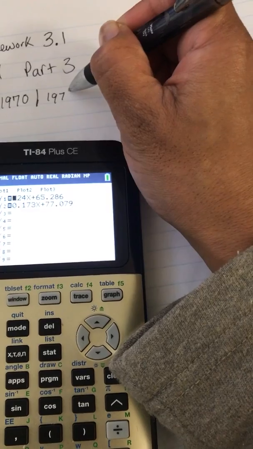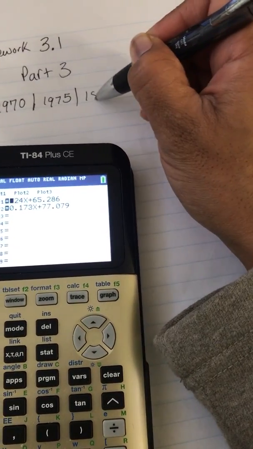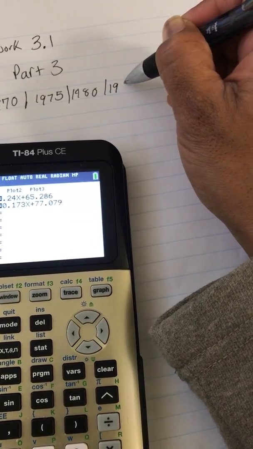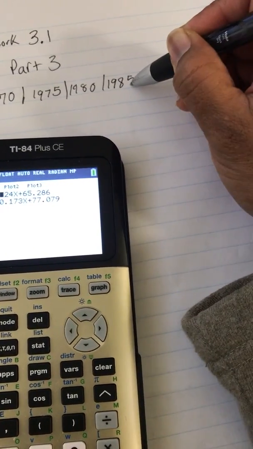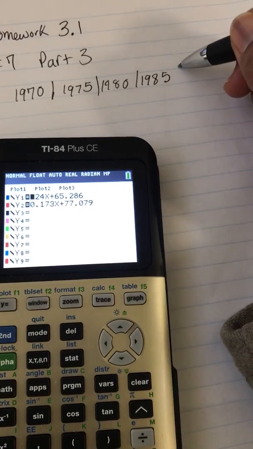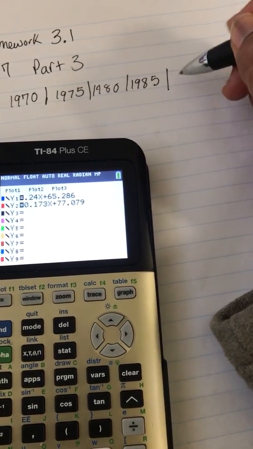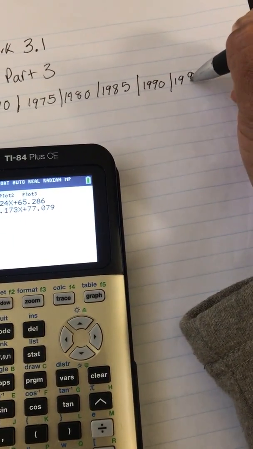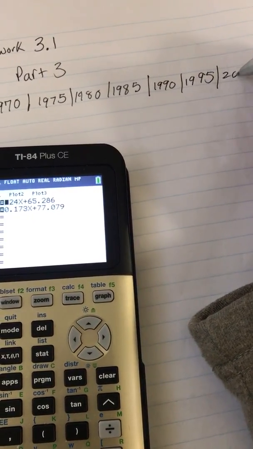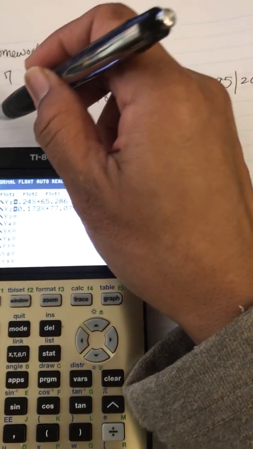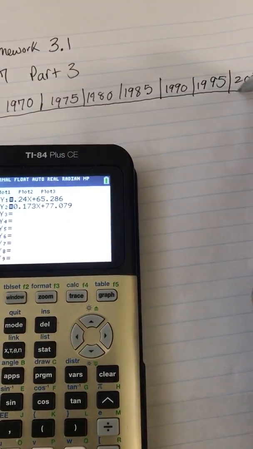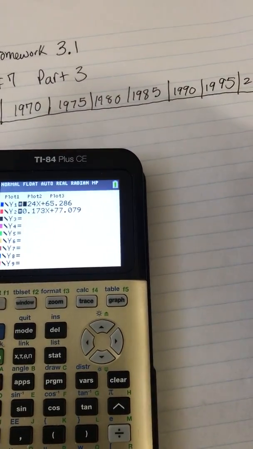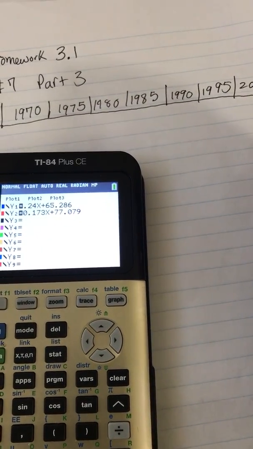1975, 1980, 1985, 1990, 1995, and 2000. So these here are your X values, but they told you also that X equals 0.